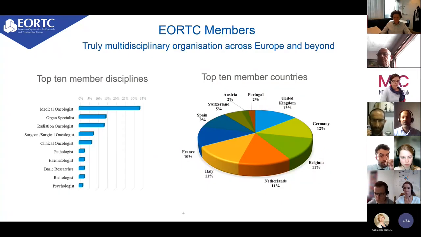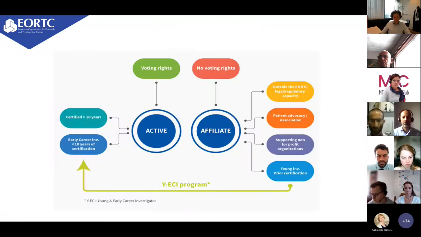Last point, EORTC has members. You're all invited to be members. We try to be inclusive in terms of countries. So many, many countries, many specialties. Medical oncologists are the majority, still less than half of our investigators. And what you probably care about, I will show you the structure of our membership. What you care about is this box over here on the bottom left, what we call early career investigator.